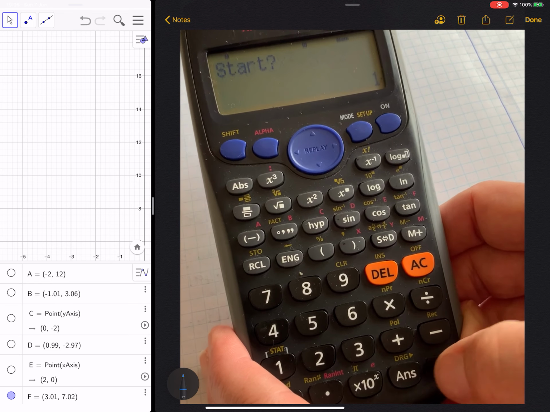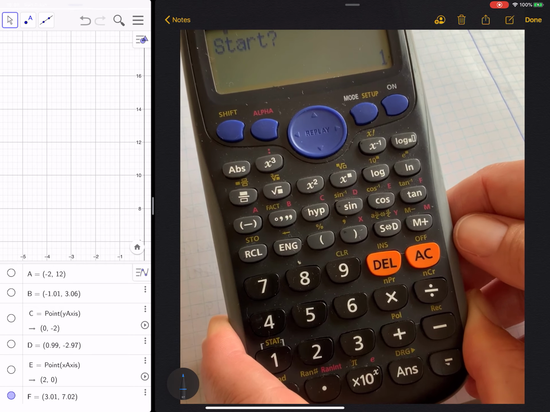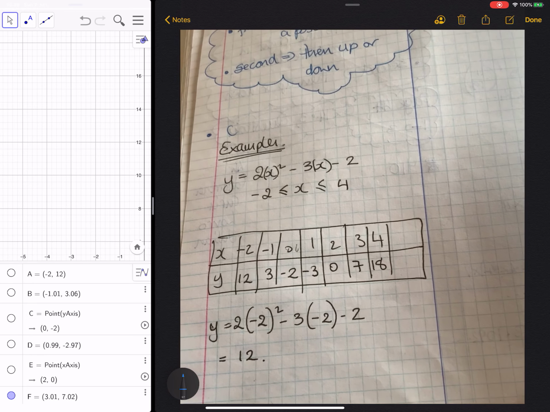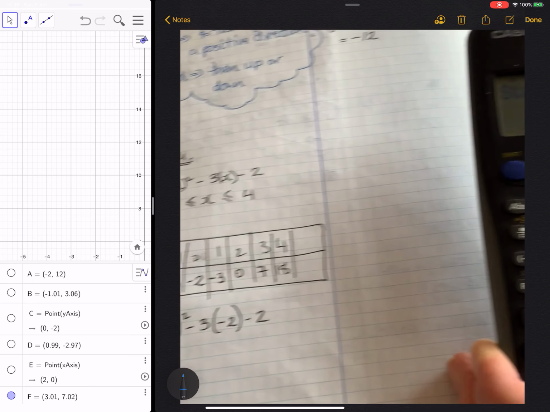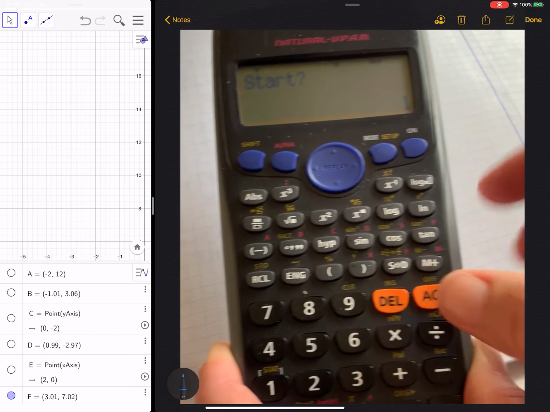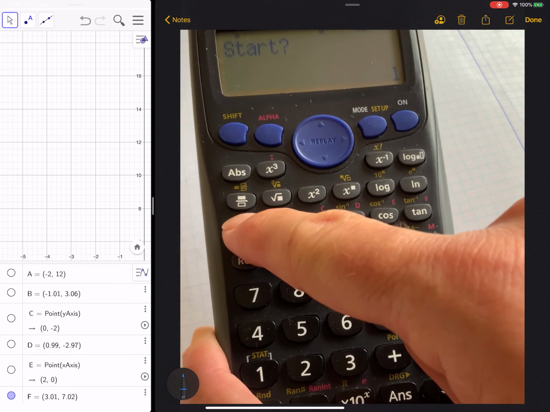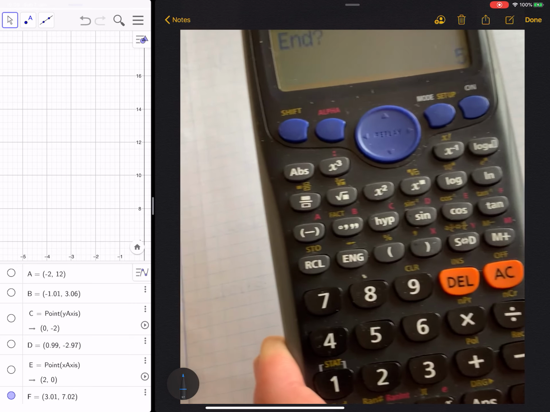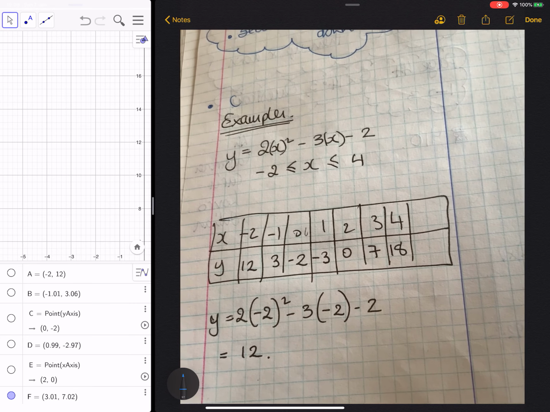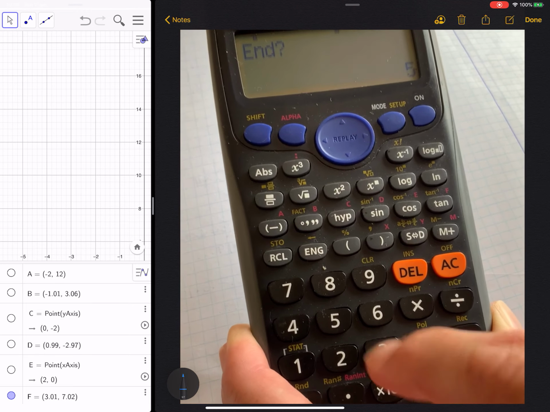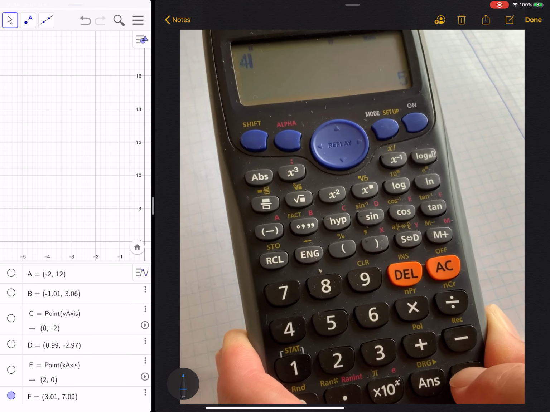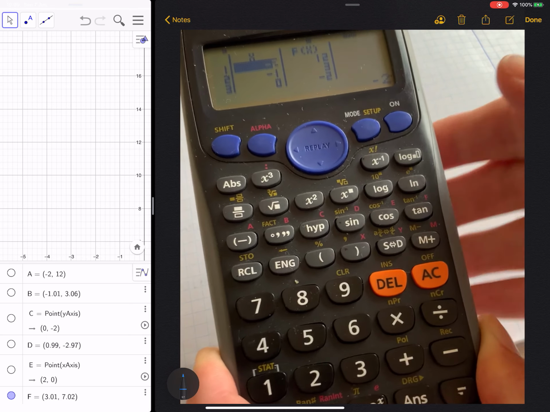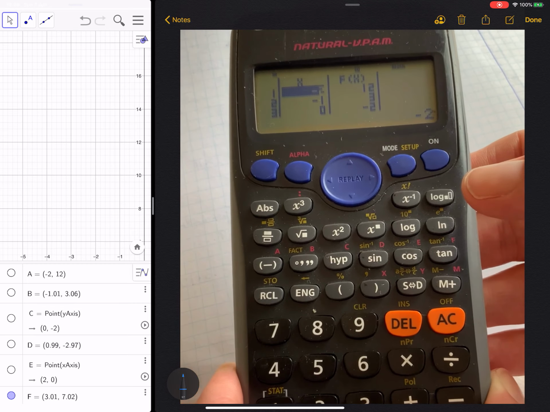So we press equals, and it asks us on which value do we want to start, and we want to start on x is equal to minus 2. So we come back here, so remember to use the negative button. So we want to start on minus 2. We want to finish on 4. So we end on 4. And we want to go in steps of 1. And here the calculator produces all of the values for you.